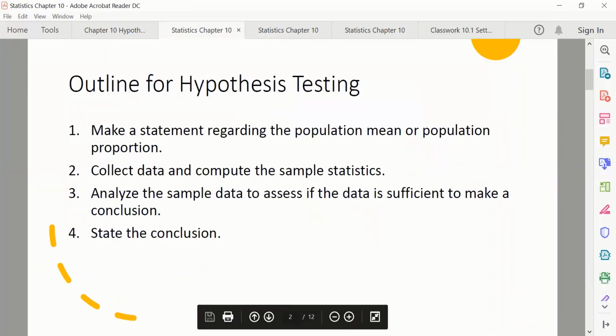So again, our outline for hypothesis testing: make the statement, collect the data, and do computation, analyze the data to see if it's sufficient to make a conclusion, and state the conclusion.